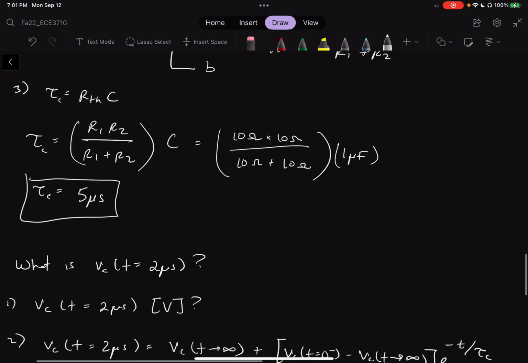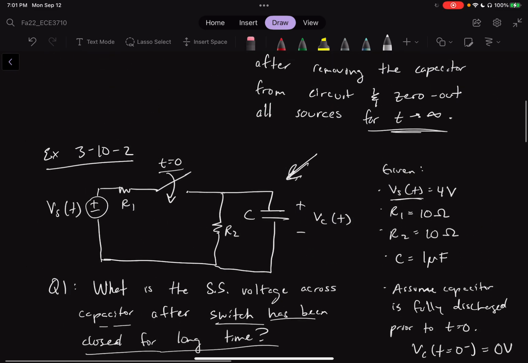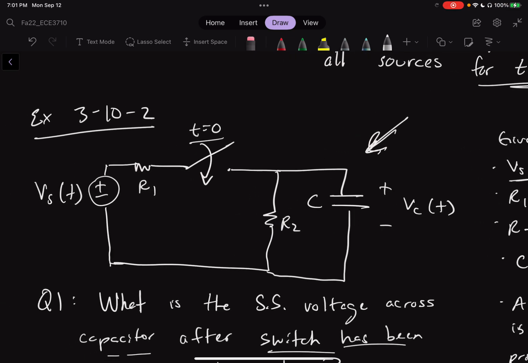Okay, that's the first practice problem. That all came from this circuit. Now let's do another practice problem.